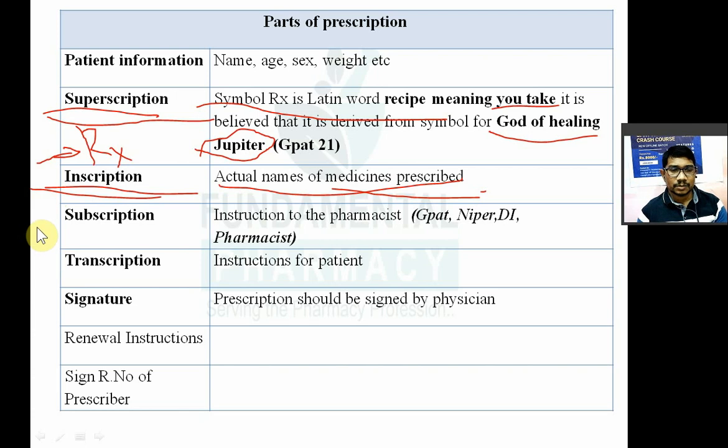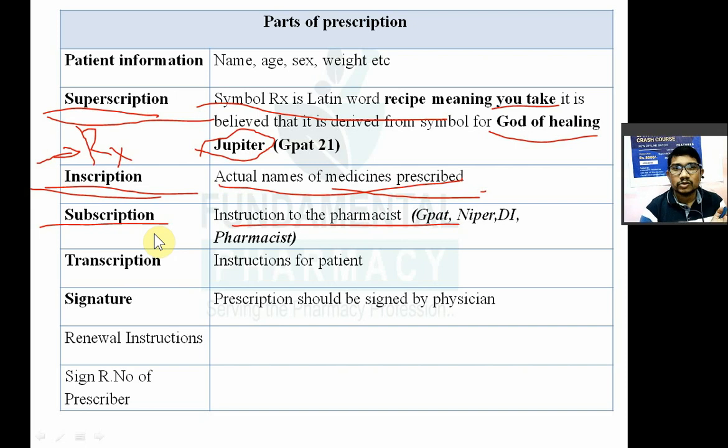After that, the next part is the subscription. In this part there is instruction to the pharmacist. Instruction to the pharmacist in the sense that in the old era, everything had to be compounded, dispensed and made into dosage forms, so there was instruction for the pharmacist on how much to make. But now the subscription has instruction to the patient, meaning how to take the medicine. Once a day, twice a day, thrice a day. That is how it is nowadays.